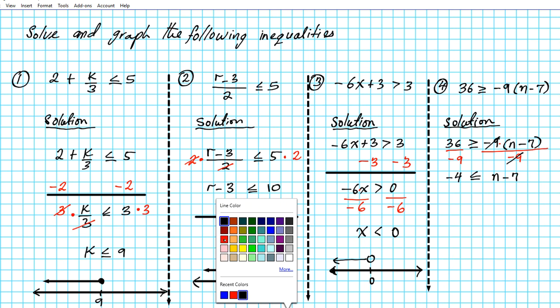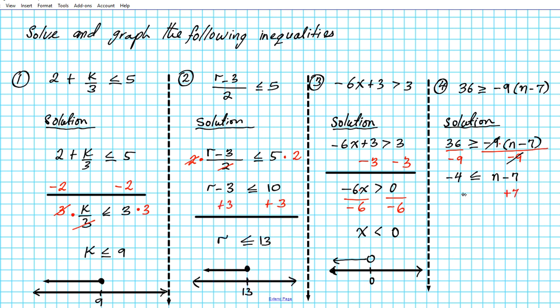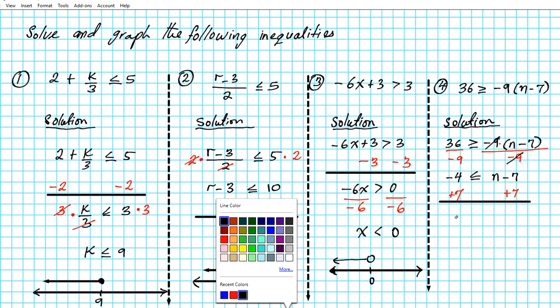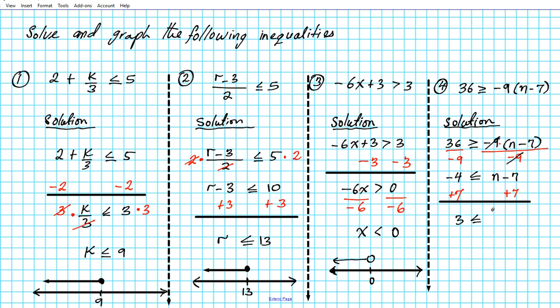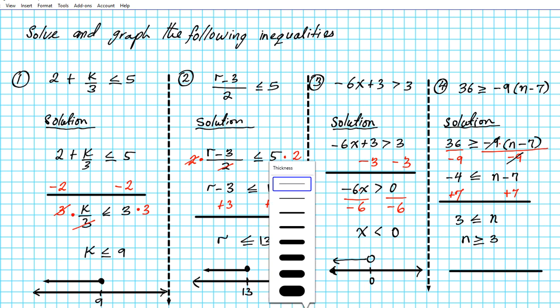Okay? Now to get n isolated, we're going to add 7 to both sides of the equation. When we add 7 to both sides, that gives us negative 4 plus 7 is 3. Let's change the color to that. It's 3. 3 is less than or equal to n. Since 3 is less than or equal to n, it follows that n is greater than or equal to 3. Just switch the inequality around. You always want to have the variable on the left side so you can get the orientation of your inequality correct all the time. Okay?